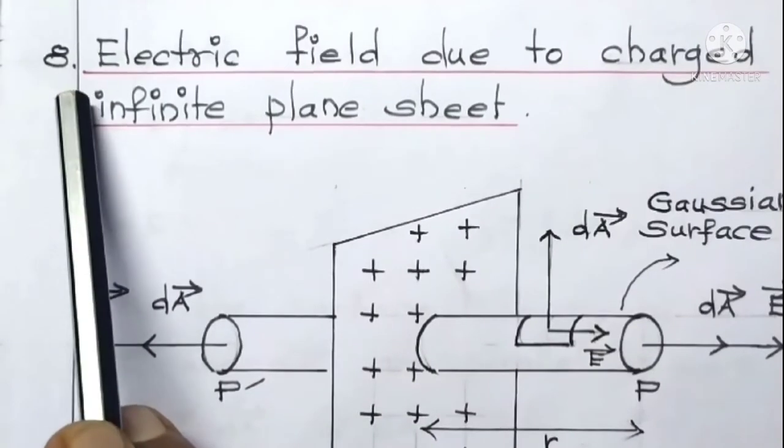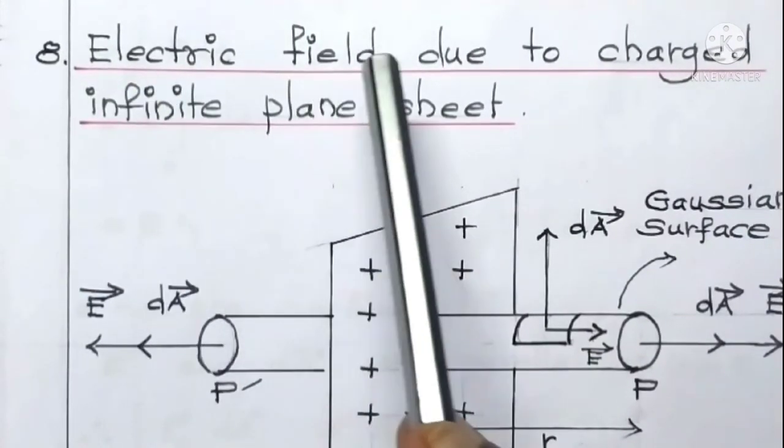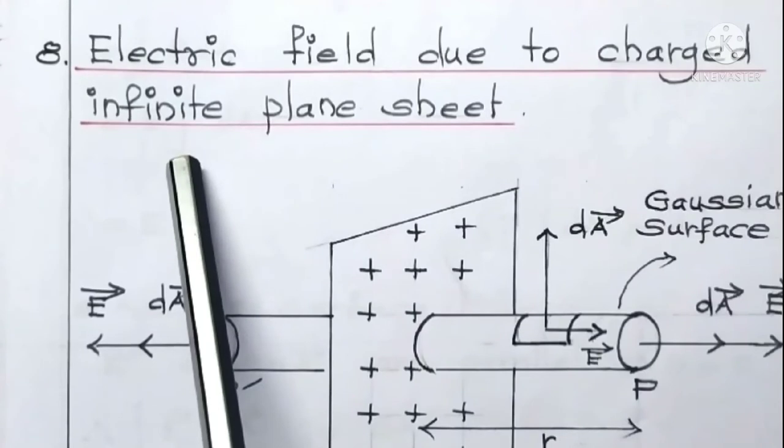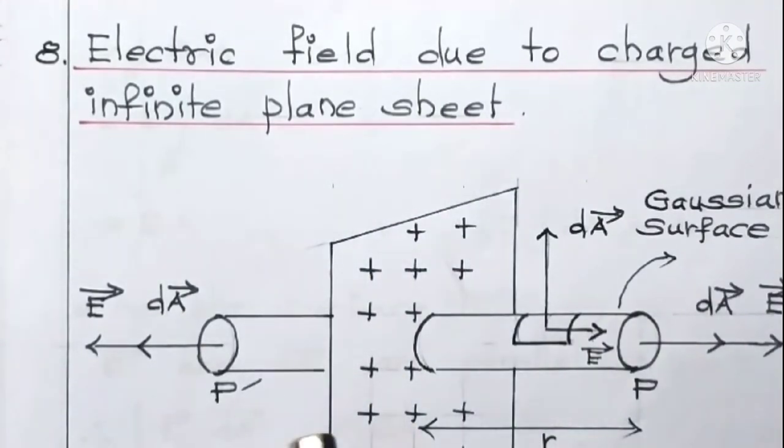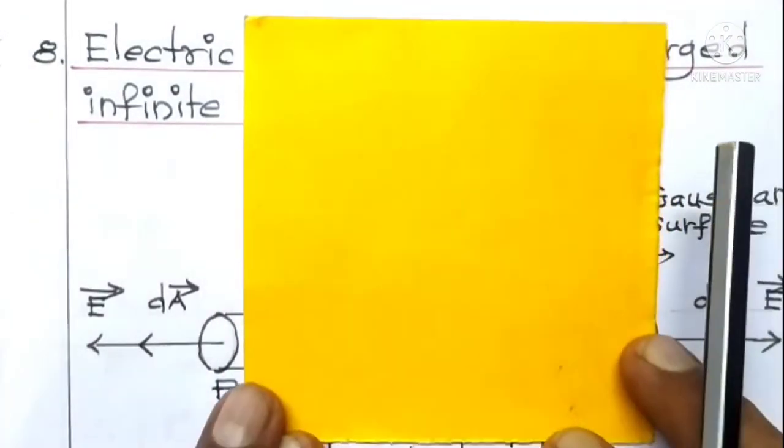The 8th derivation is electric field due to charged infinite plane sheet. Before learning this derivation, let us learn a small concept called areal vector.